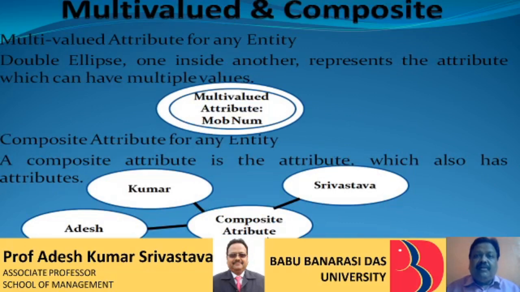Now, multi-valued and composite attribute. Multi-value attribute for an entity. Double ellipse, one inside another, represents the attribute which can have multiple values.